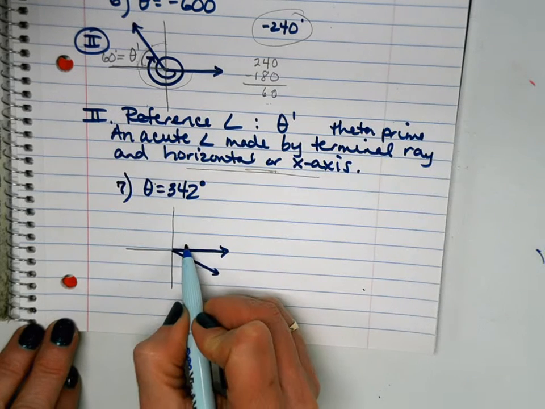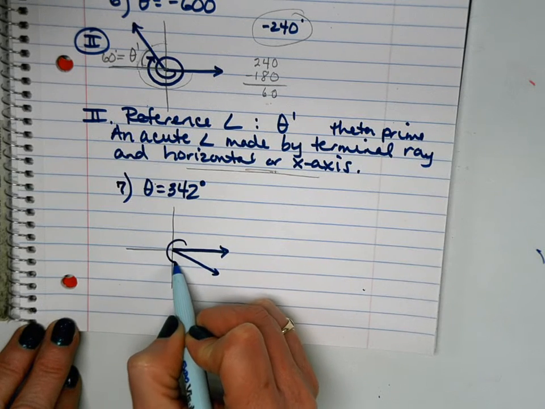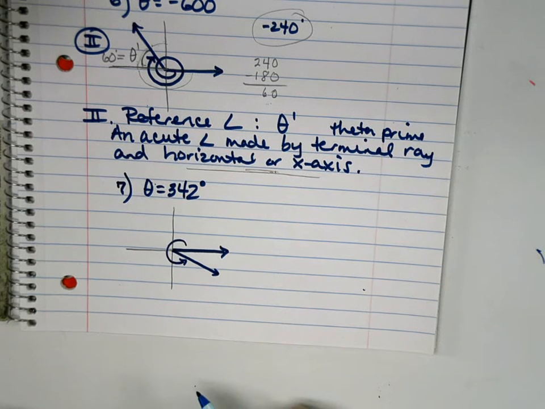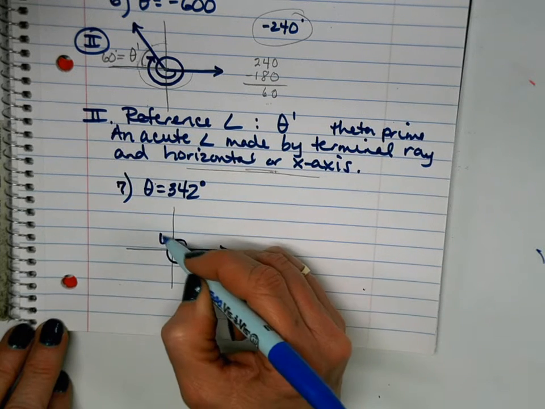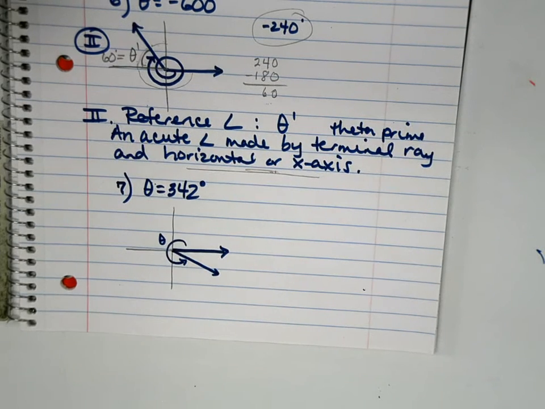Wait, would that be in the first? 342? If it goes over 360, it'll go to the first. Oh. Right. I wrote it down wrong. Okay, so there's theta. Theta is with our directional arrow. You'll put it there. Okay, now, do you see there's two acute angles, right?